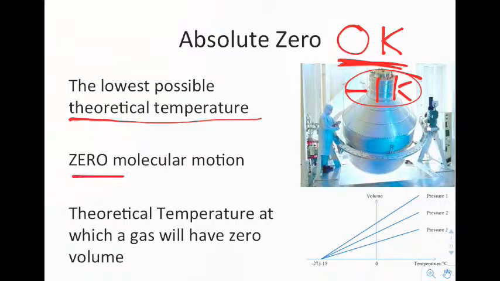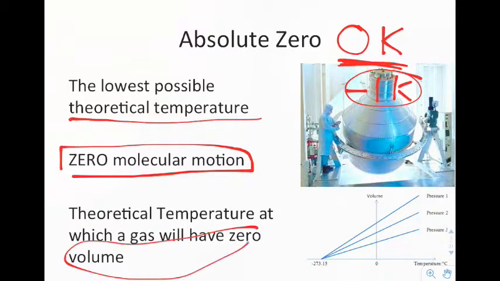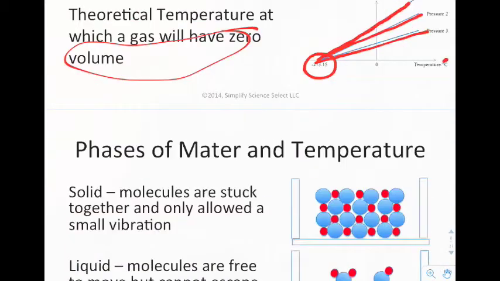There is zero molecular motion at this point, and it is the theoretical temperature at which a gas has zero volume. So that's where it comes about. They said, if I cool a gas and it gets smaller and smaller, eventually I'll get to the point where there will be zero volume, and that always came out to be the same temperature. It always came out to be minus 273.15 Celsius. So because it's Celsius, they created the absolute scale of Kelvin based on that.